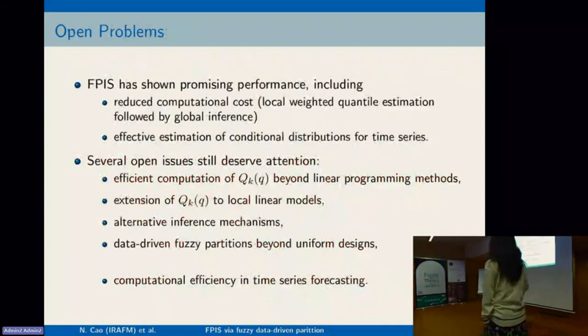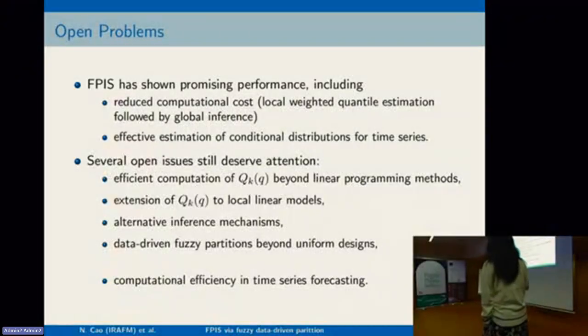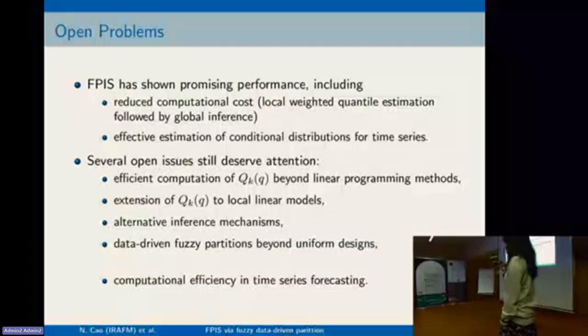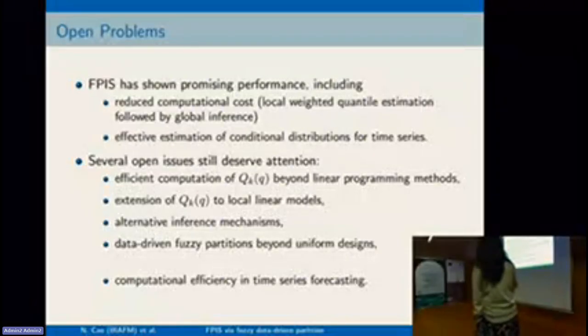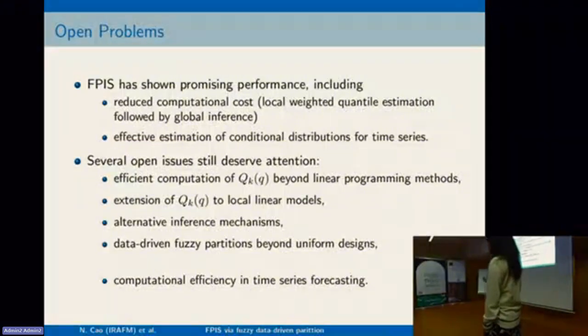What I want to talk about is some advantages of the inference system we focus on. It can reduce the computational cost, as we just need to compute the local weighted quantiles instead of minimizing quantile regression on the whole domain. And in some papers before, estimating the conditional distributions is quite desirable, but as we said, there are several open issues, and we really need to improve it.